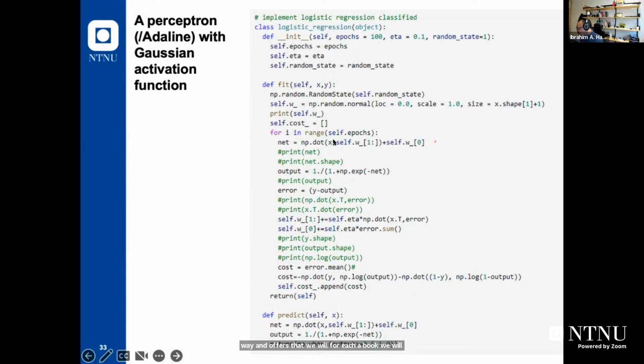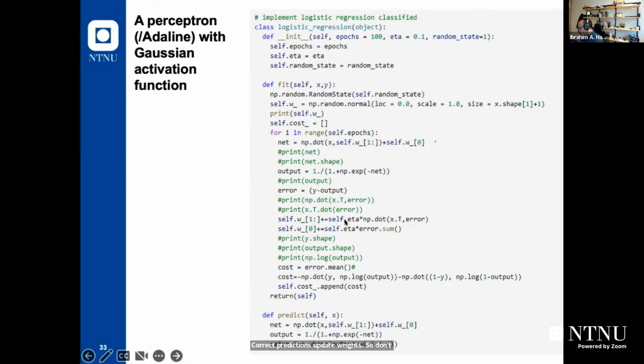After that, for each epoch, we calculate net, which is omega x plus bias, the dot product of omega and x plus b. We apply this net to the activation function, which is the sigmoid. So the output will be 1 divided by 1 plus exponential of minus net. So we calculated the output. We will calculate the error. So the error will be y minus output, or target minus output, correct? Predictions. Update weights.